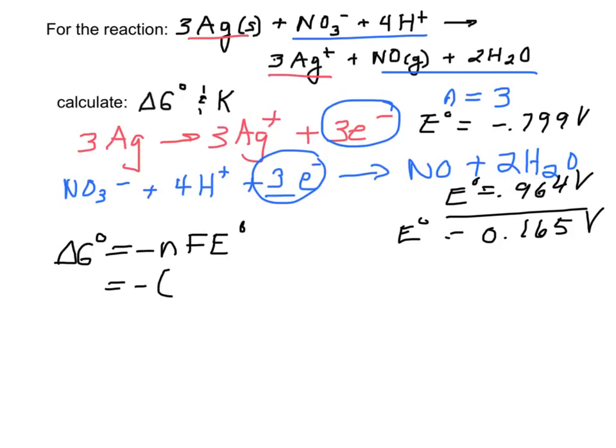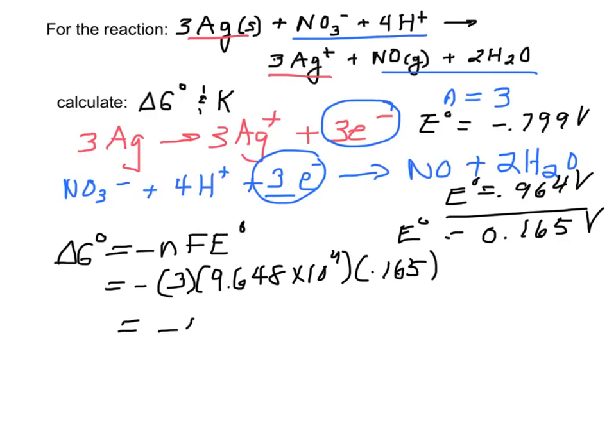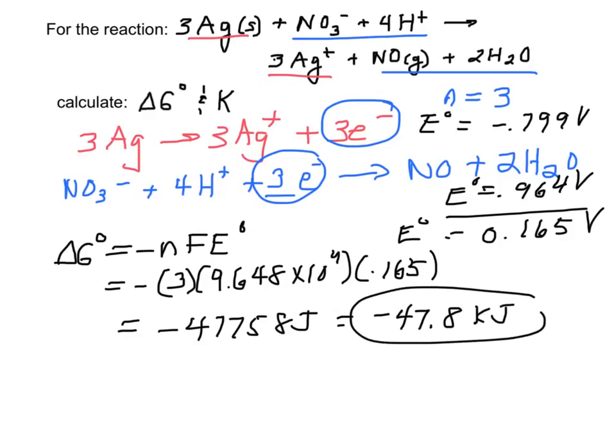So minus, now N we just discovered was 3. Faraday's constant is 9.648 times 10 to the 4th. And we put in our standard potential, which we just found. And you're going to get negative 47,758 joules, or a more sensible answer, minus 47.8 kilojoules. The negative says it's spontaneous. This said it was spontaneous because it was positive.